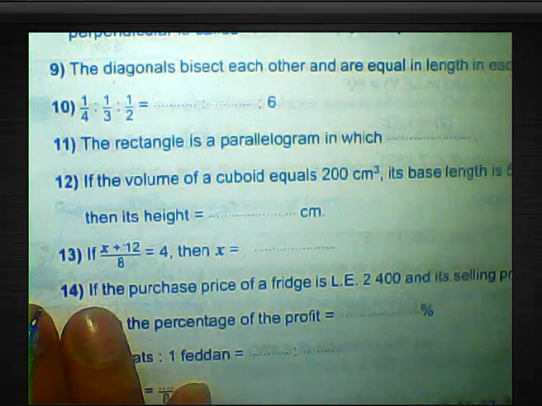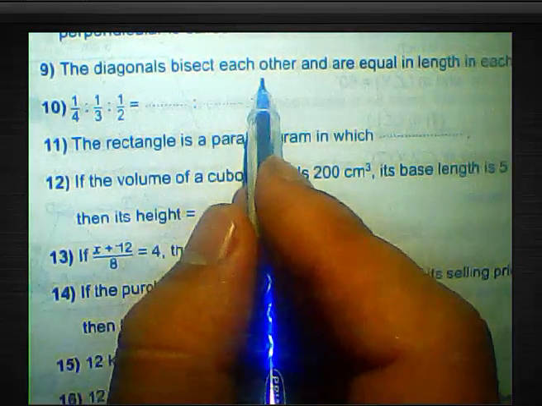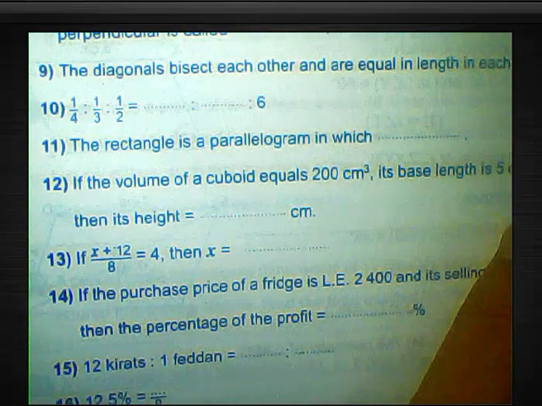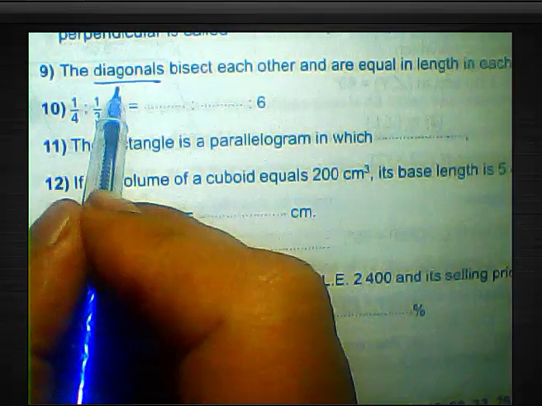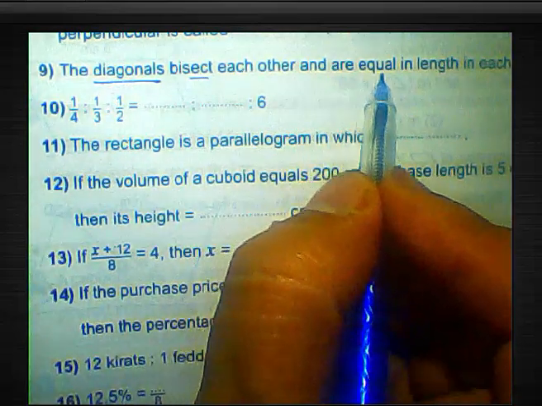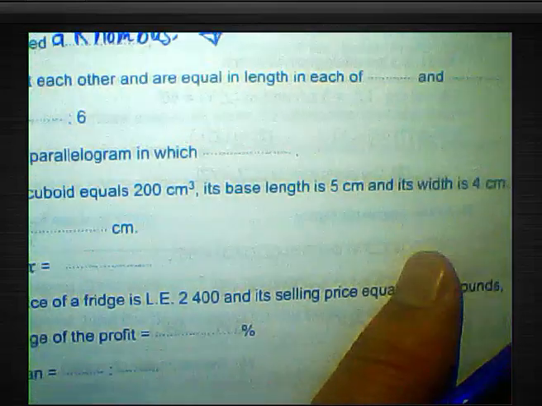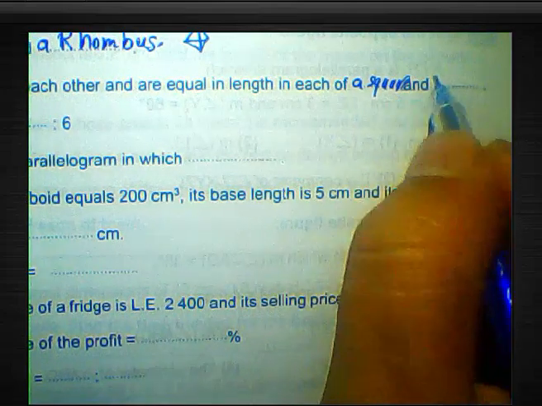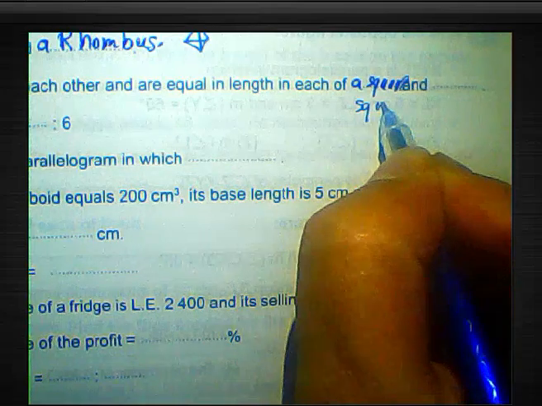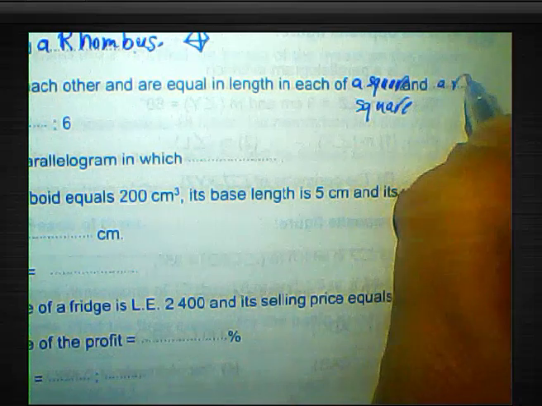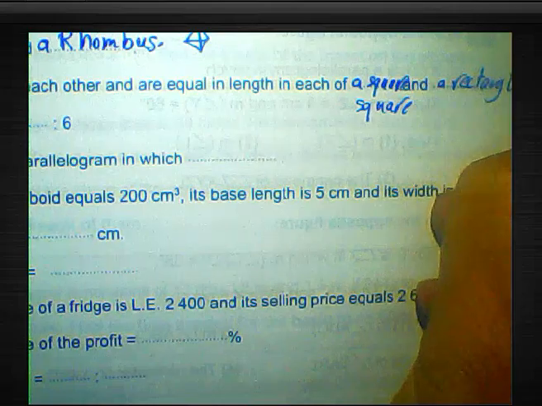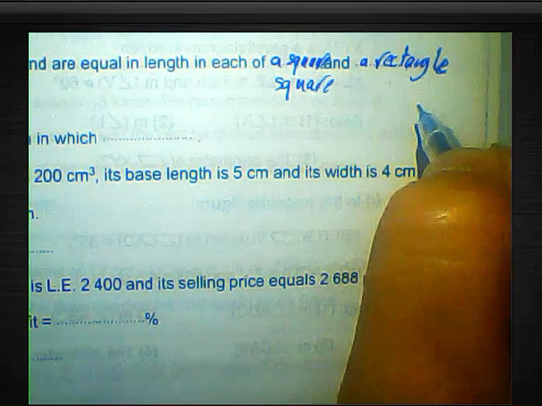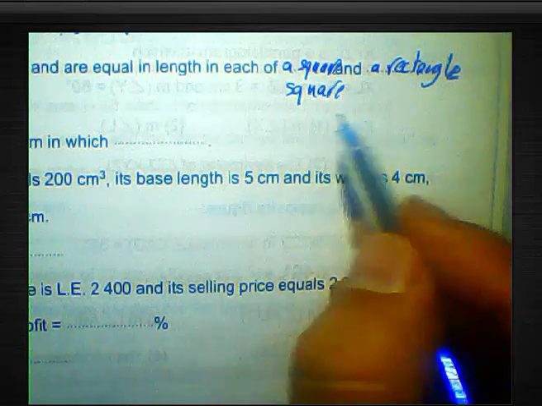Question number 9. The diagonals bisect each other and are equal in length in each of a square and a rectangle. The two diagonals bisect each other and are equal in length in a square and a rectangle.